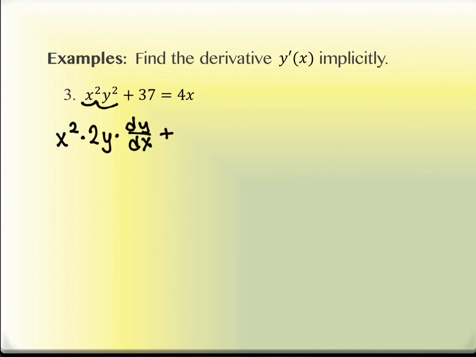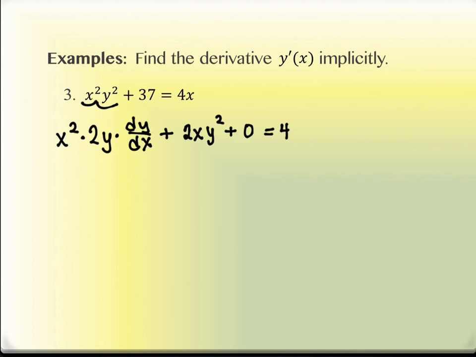And then I need the product rule's opposite piece, right? Which is to take the derivative of the x squared, that's 2x. And I rewrite the y squared as such. And then we're going to continue. What's the derivative of 37? 0, so write it or don't. I'll write mine for right now. And then on the other side, what's the derivative of 4x? 4.